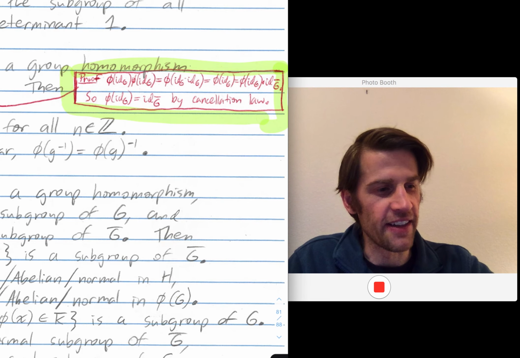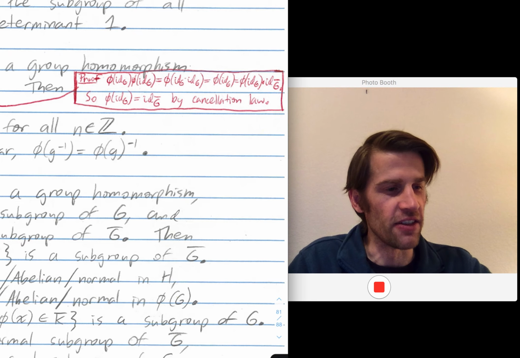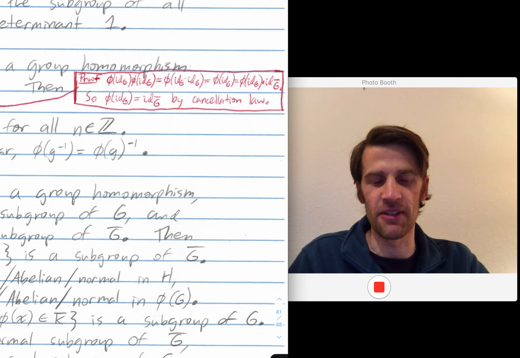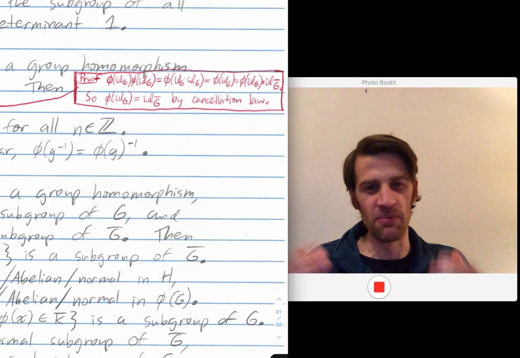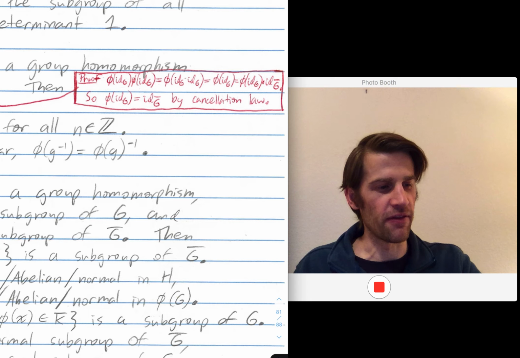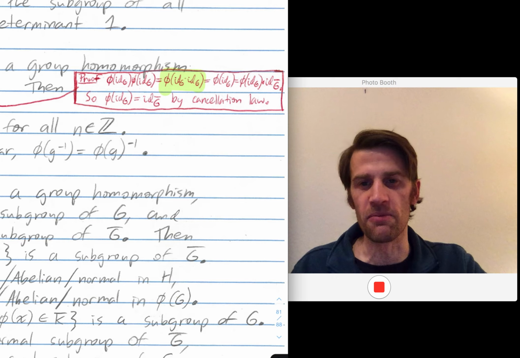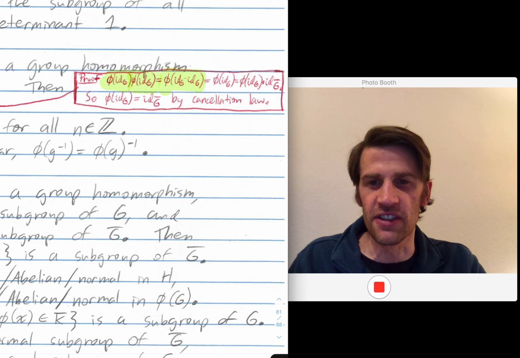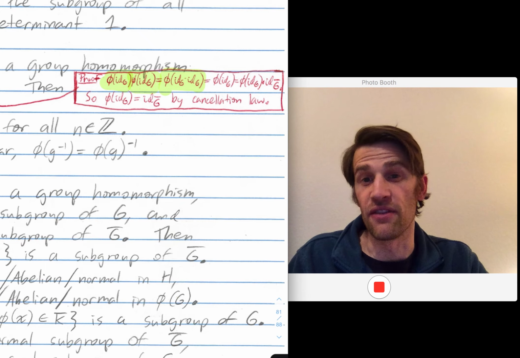So why does the identity in G under a homomorphism have to get mapped to the identity in G bar? Well, one thing that I know is that if I choose little a and little b to be the identity, I still have this group structure preservation property. So here I have phi of a combined with b, when both a and b are the identity. And that I know is phi of a combined with phi of b. So this first equality is just the fact that phi is a homomorphism.